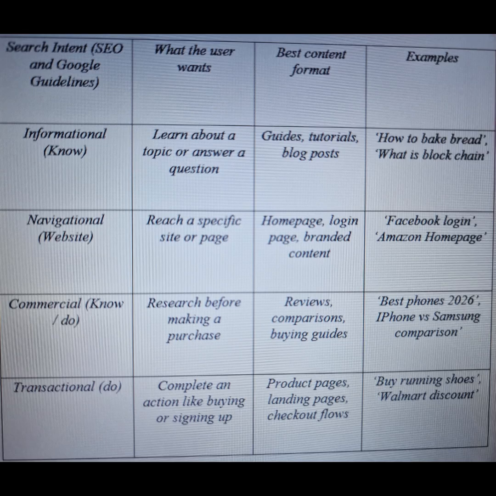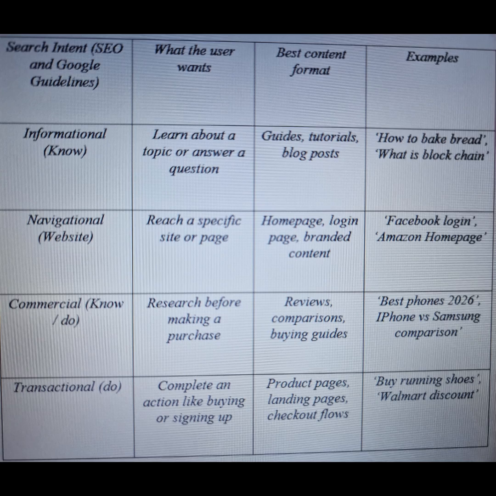Search intent, SEO and Google guidelines. Informational: know. What the user wants: learn about a topic or answer a question. Best content format: guides, tutorials, blog posts. Examples: how to bake bread, what is blockchain. Navigational: website. What the user wants: reach a specific site or page. Best content format: homepage, login page, branded content. Examples: Facebook login, Amazon homepage.